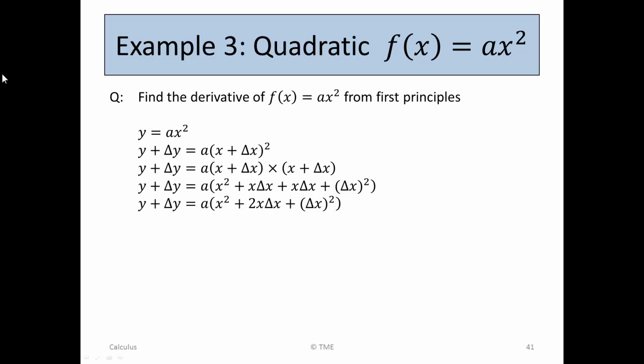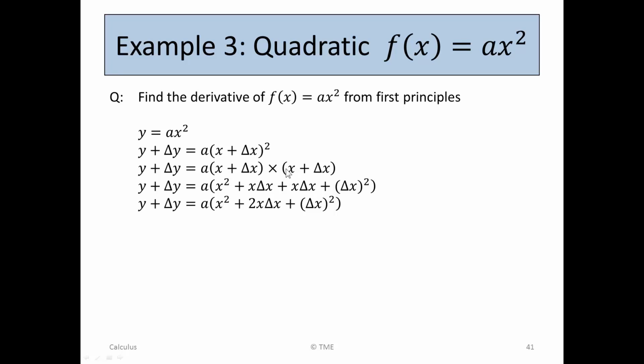Well, we use the same approach as before. Instead of y, we substitute y plus delta y, and in place of x, we put in x plus delta x. So y plus delta y is a into bracket x plus delta x, to be squared. Squaring x plus delta x, we get x plus delta x times x plus delta x.